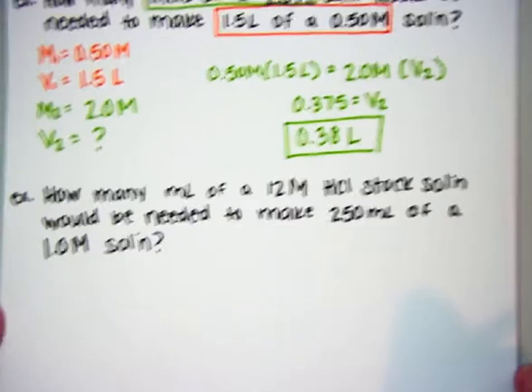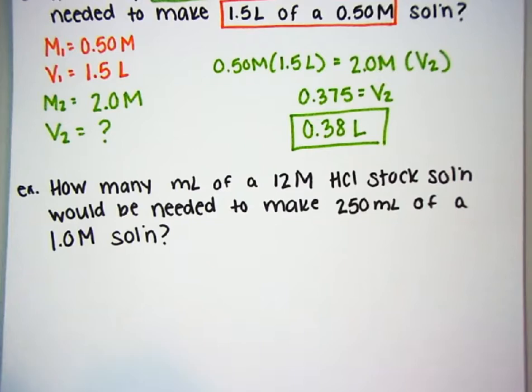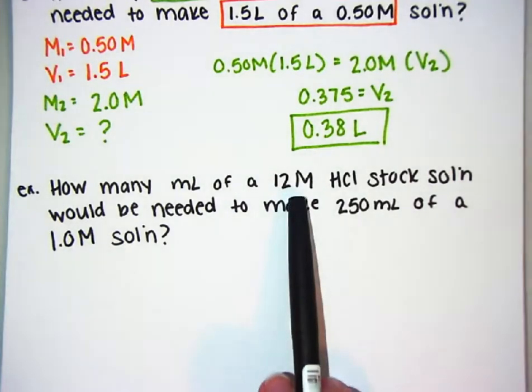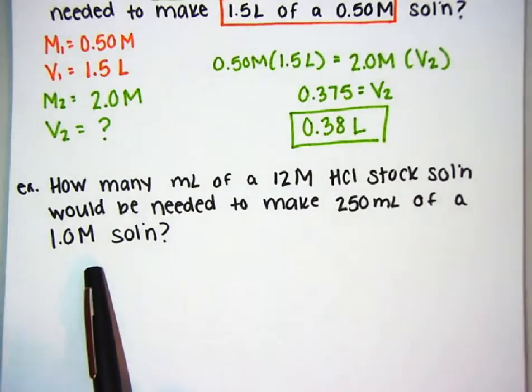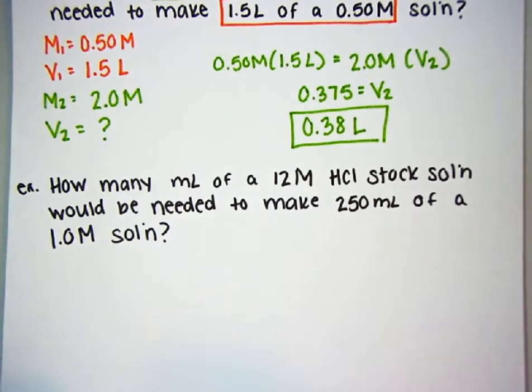So this is something that I do all the time. Like I said, in our lab, in our storeroom, we buy concentrated stock solutions. We use 1 molar hydrochloric acid a lot. So this is the calculation that I'm constantly doing to figure out how am I going to dilute this solution to go down from 12 molar to 1 molar.